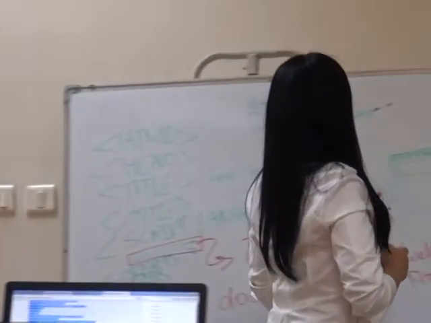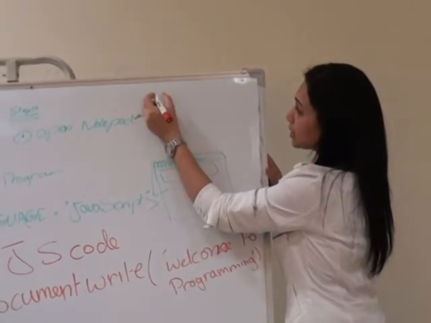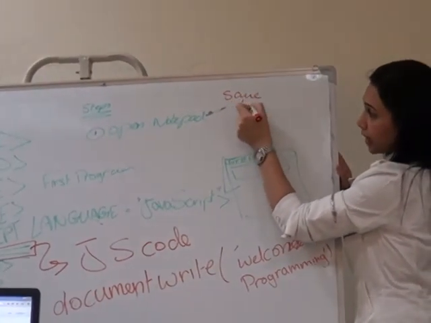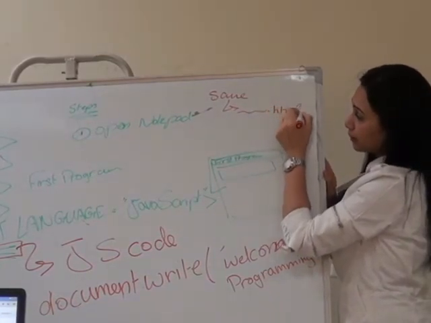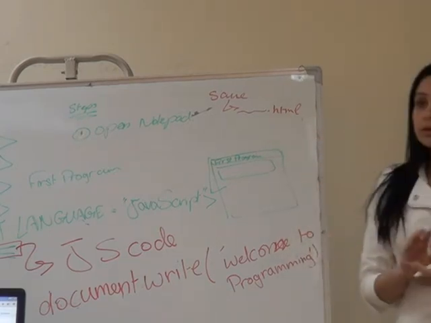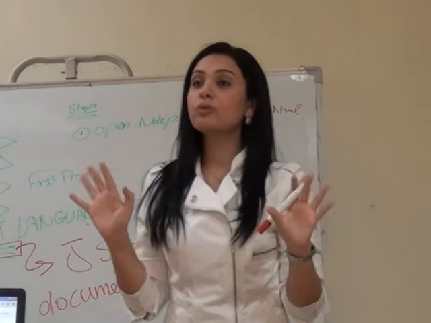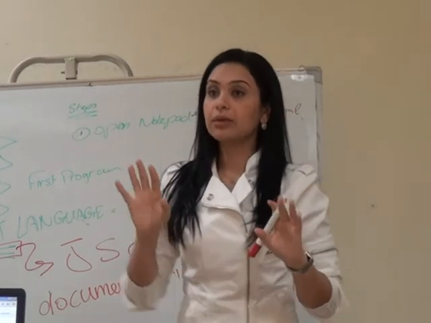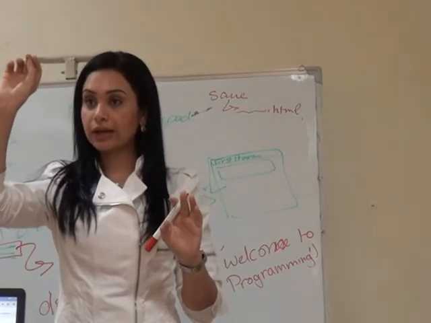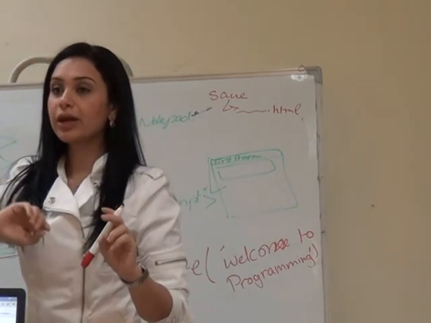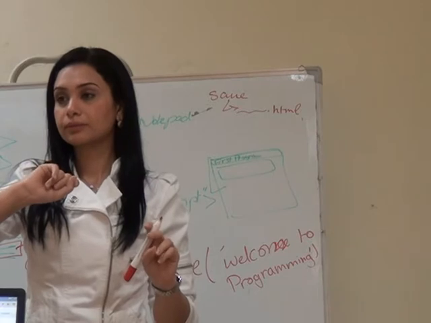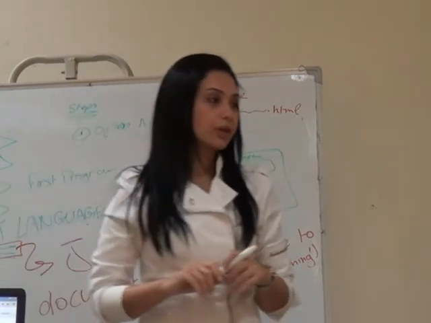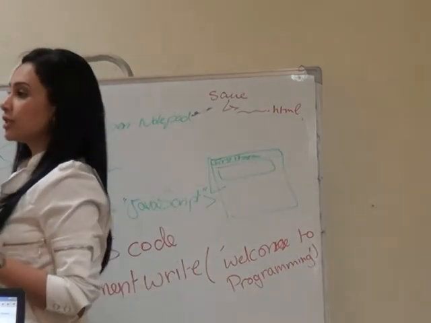Who has finished? Okay, when you finish, go to save, and then give it a name and save it with .html. You have already finished writing the code, right? Go to the File tab at the top and save. Name it program1.html.